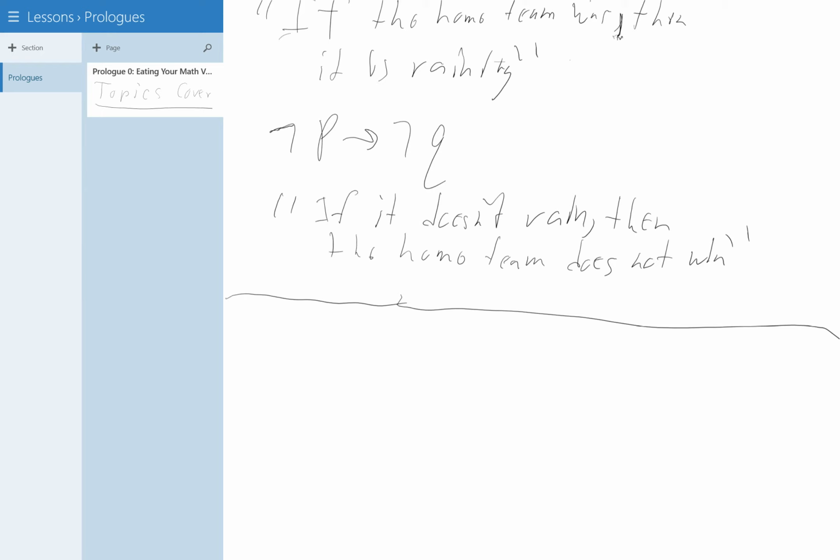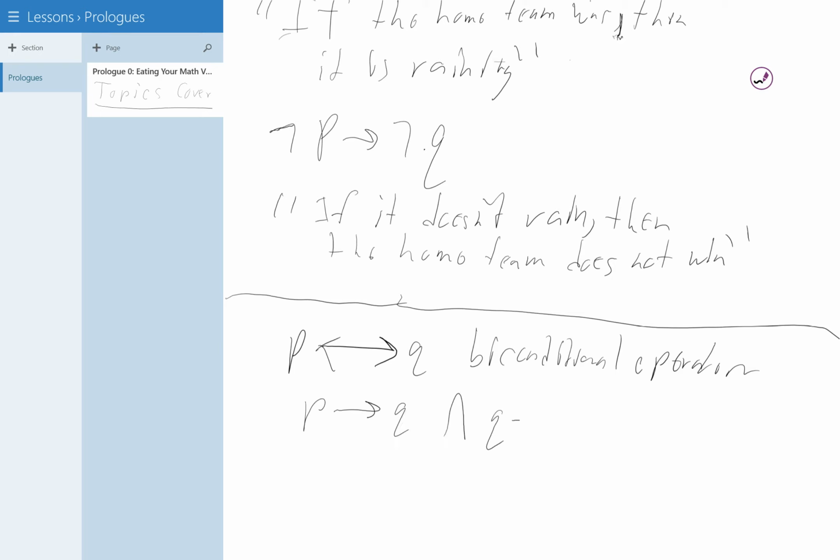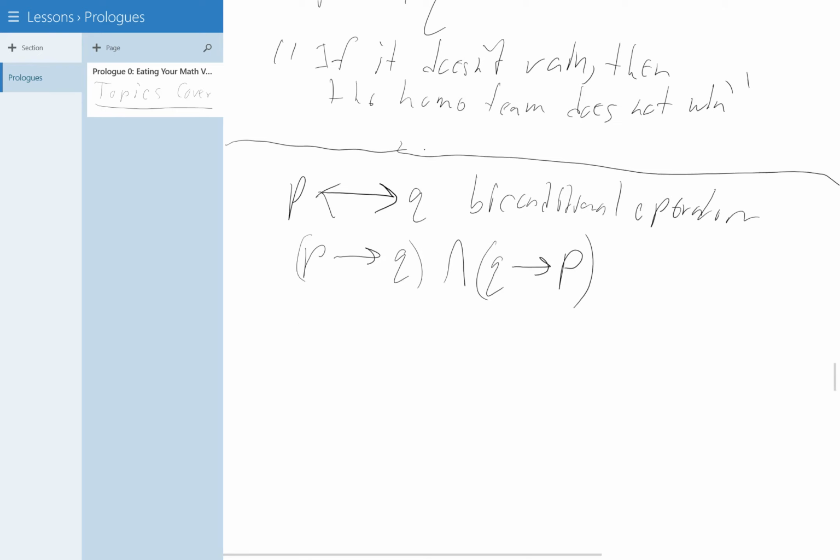Right? Okay, so one final one is we're going to talk about what we call the biconditional operator. This is like that double arrow going both ways. What this means is that P implies Q and Q implies P. Alright, so this one's true, this one's true. Right?